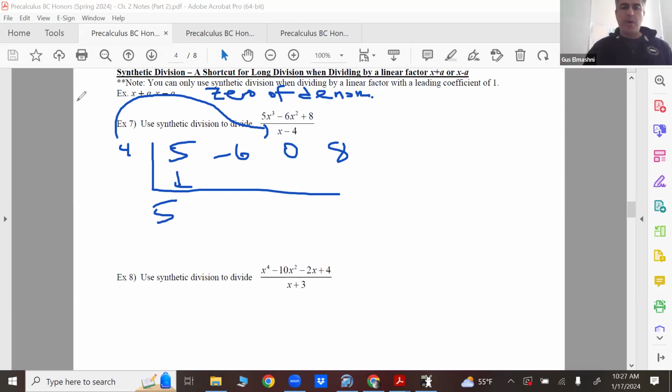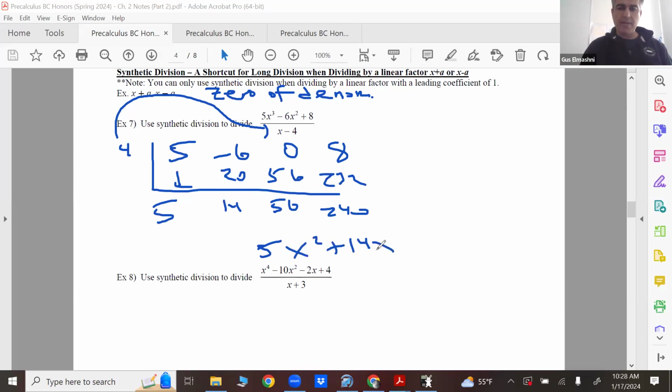Like 4 times 5 is 20. Add up, you get 14. Rinse and repeat. 56. Rinse and repeat. 232. So the final answer is going to be 5x squared plus 14x plus 56 plus 232.